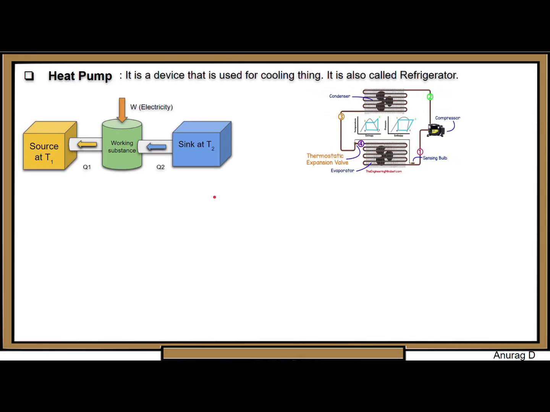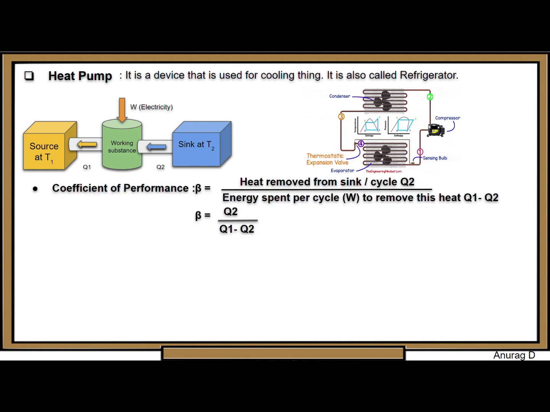If we need to find out how efficiently our AC or refrigerator is working, we can use the concept of coefficient of performance. It is equal to how much heat is removed from the sink, or inside the room or inside the refrigerator, which is Q2, divided by how much electricity or external work done is applied, which is Q1 minus Q2. So we get the formula Q2 divided by Q1 minus Q2.